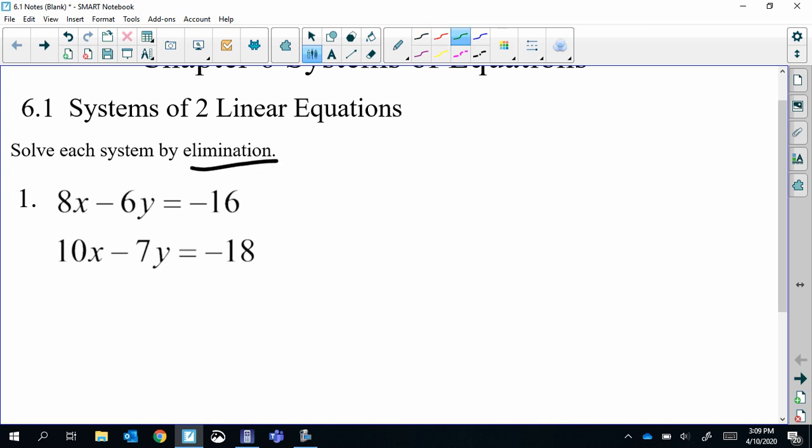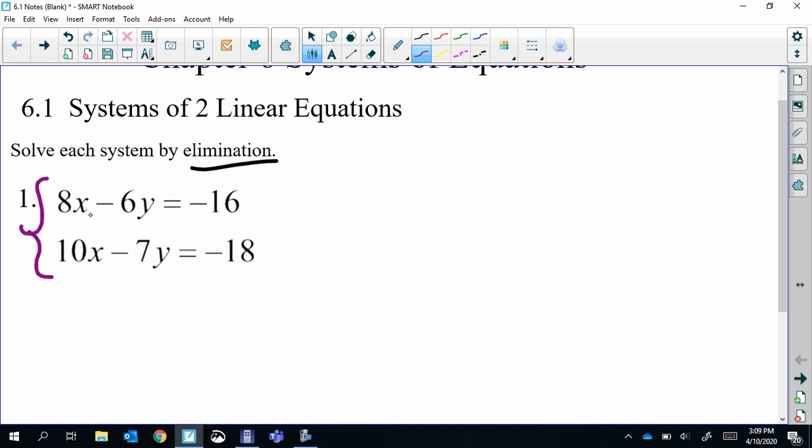For elimination, you want to cancel out one of the variables, so we need to multiply one or both equations by a constant, by a number, so that either x's or y's will cancel. So between 6 and 7y or 8x and 10x, you just got to pick whichever one you want to do and get the common multiple.